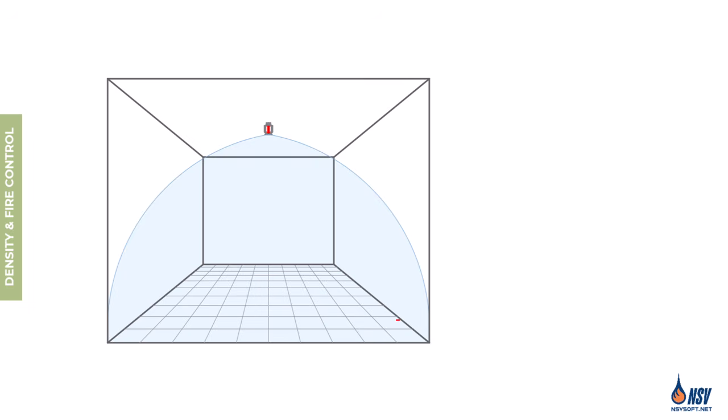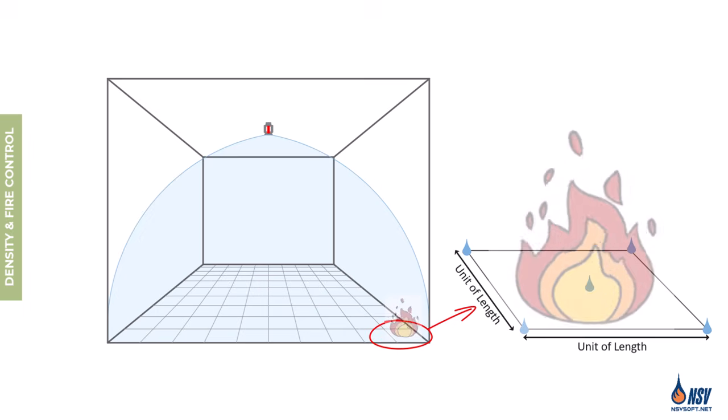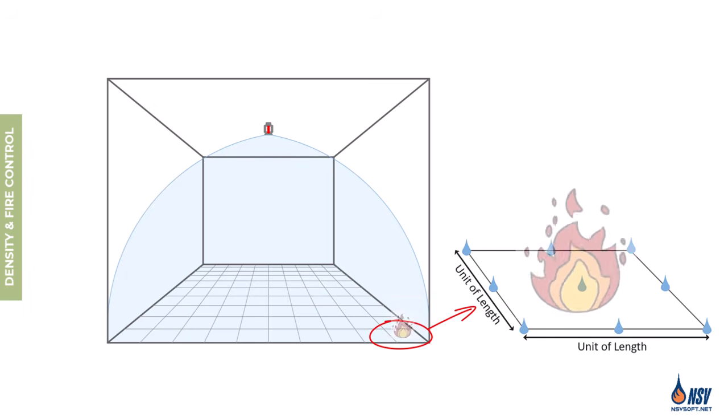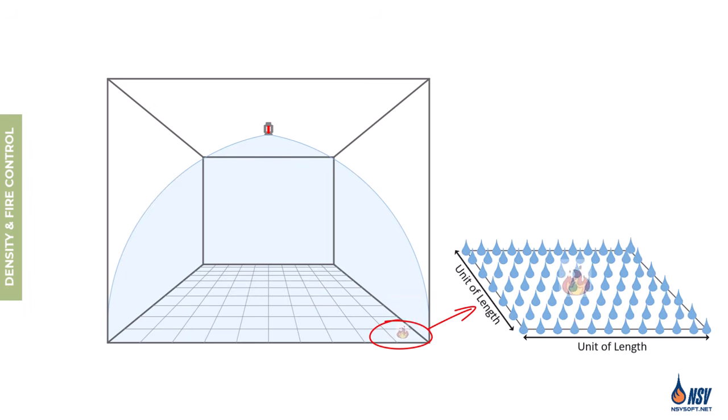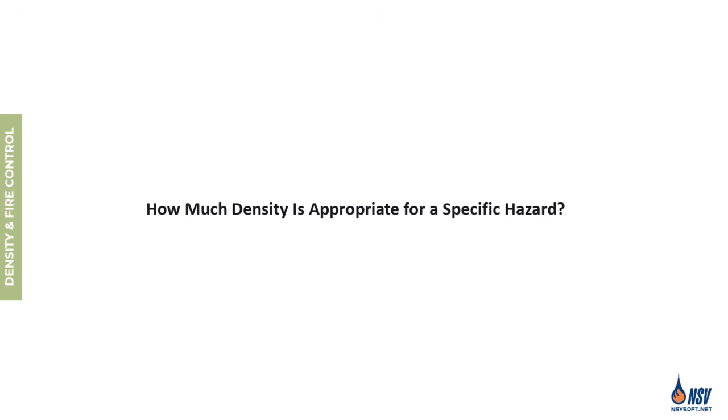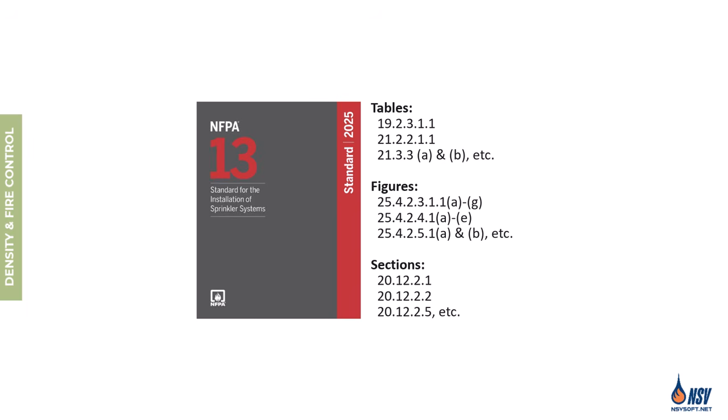Based on the definition of density, we understand that increasing the flow rate per unit area enhances the potential for controlling or suppressing a fire. This leads to a critical design question: how much density is appropriate for a specific hazard? To answer that, extensive fire testing has been conducted, and the results are compiled in NFPA 13 through its tables, figures, and design criteria. These resources help designers select the correct density based on occupancy type, hazard classification, and system configuration, ensuring both performance and compliance.